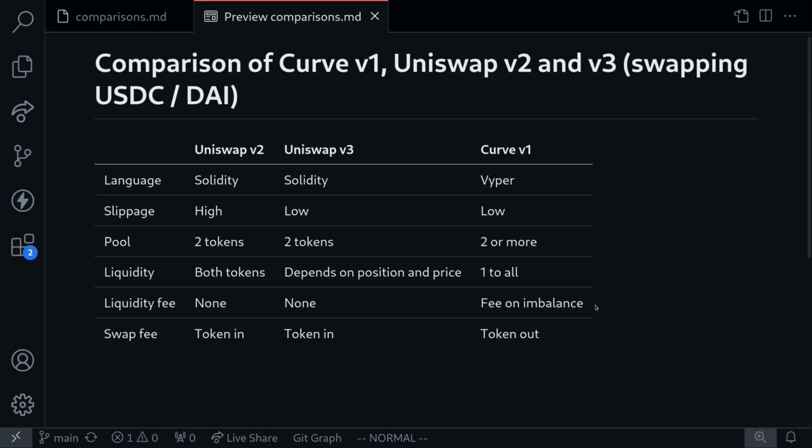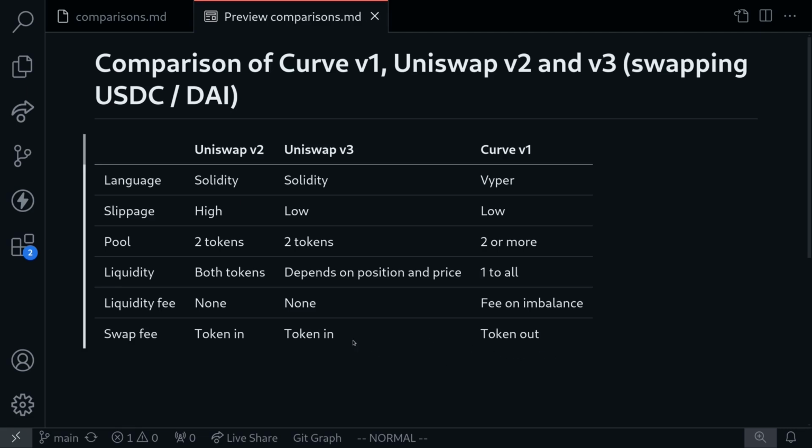And this is the same for adding liquidity. Let's say that the Curve V1 pool is balanced, and then we add a lot of DAI. This will make the balance of the coins in the Curve V1 pool imbalanced, and in this case, imbalance fee will be charged. And the last big difference between Uniswap and Curve V1 is how swap fees are charged. Both in Uniswap V2 and V3, swap fees are charged on token in. However, in Curve V1, swap fees are charged on token out.